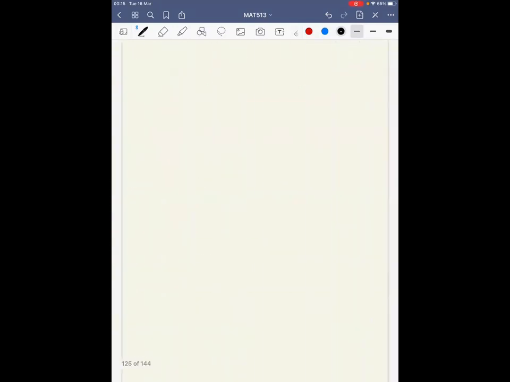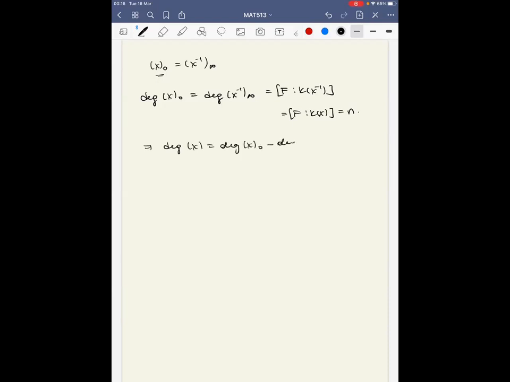And we conclude a similar equality for the degree of the zero divisor. First, let me observe that the zero divisor of x is indeed the pole divisor of its inverse. So in this case, the degree of the zero divisor can be determined by the extension degree of F over k(x inverse). Indeed, which is equal to n. And as a conclusion, the degree of the principal divisor is equal to 0.